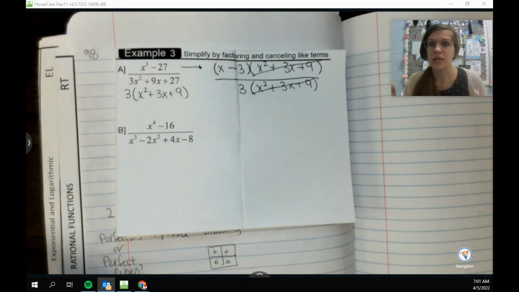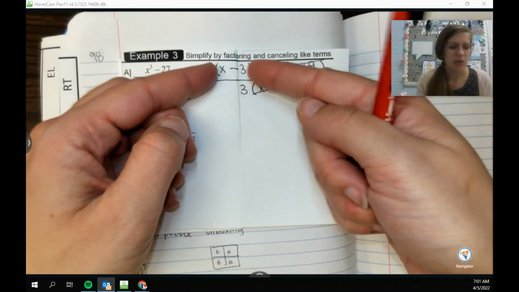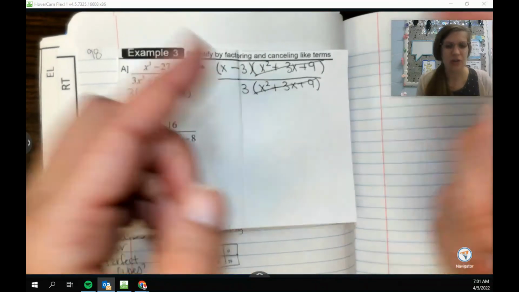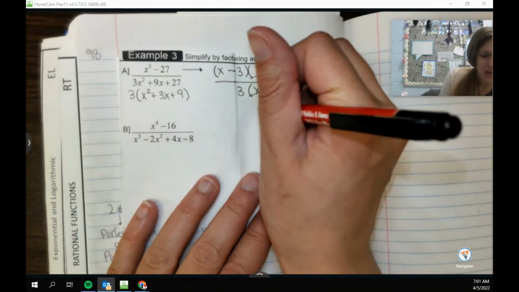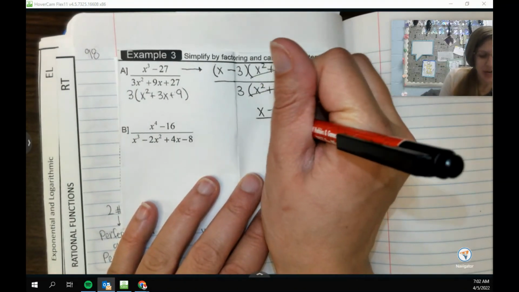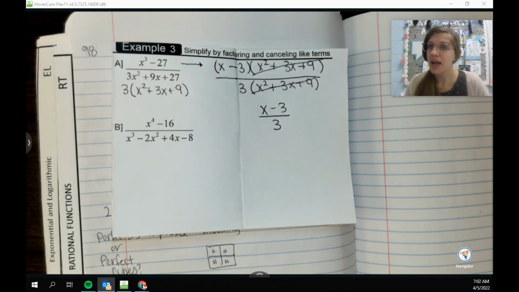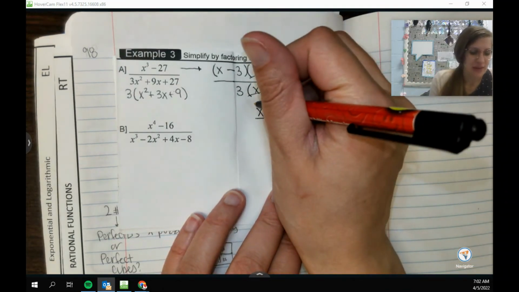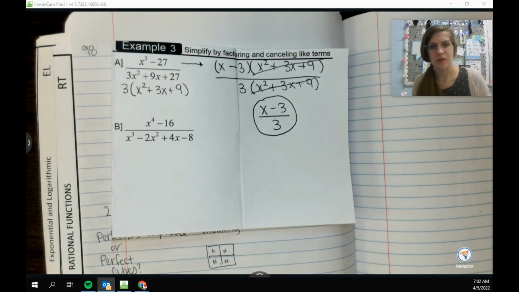So even though there's pluses in between those, because this whole factor is being multiplied by something else and that whole factor is being multiplied by something else, that's why I can do it. That's why I can divide it out. So now all I have is x minus 3 in the numerator and 3 in the denominator. Now for this one, because there is not an x in the denominator, there's no concern that the denominator will be 0, so I don't have a restriction on x. You can just say that x minus 3 over 3 is your answer.